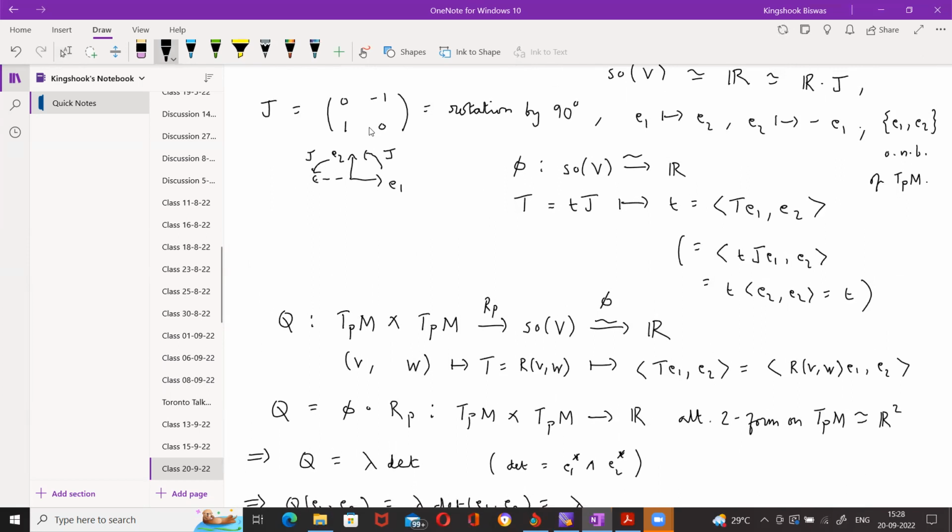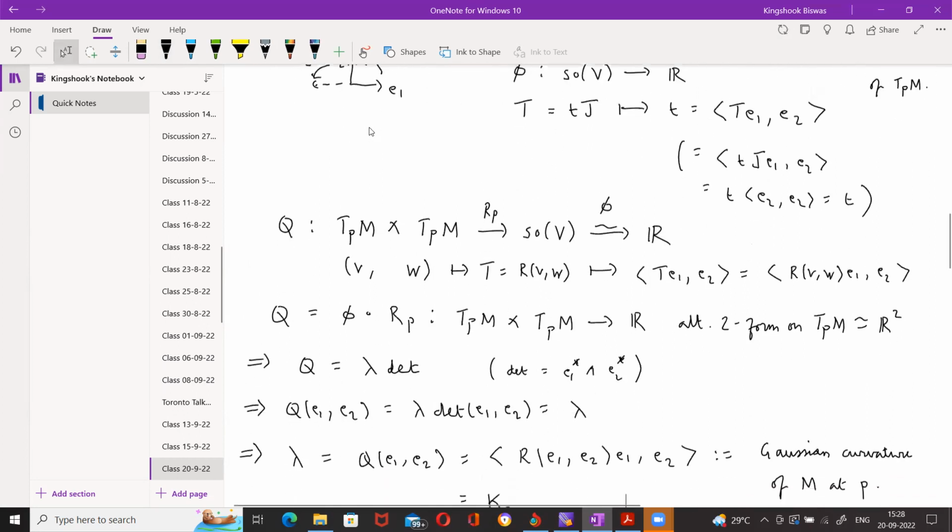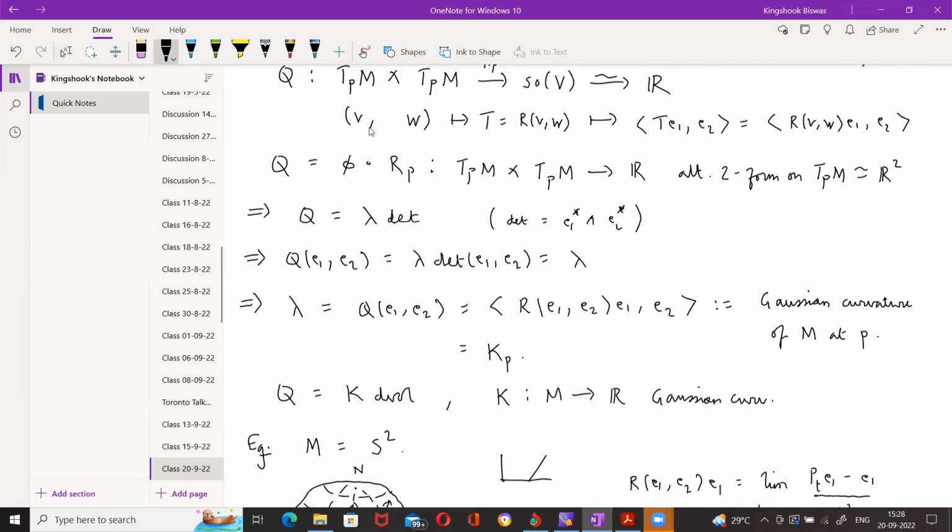Now how do I get this coefficient T? I have to apply my infinitesimal rotation to E1 and then take the inner product with E2. So I'm taking R(E1, E2), the inner product with E1 and then with E2. This means R(E1, E2) is equal to K times J. Does this make sense? So exactly, it is giving you the coefficient of the infinitesimal rotation when applied to an orthonormal basis.